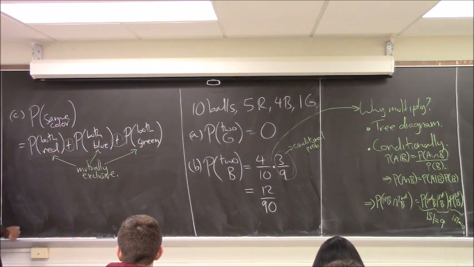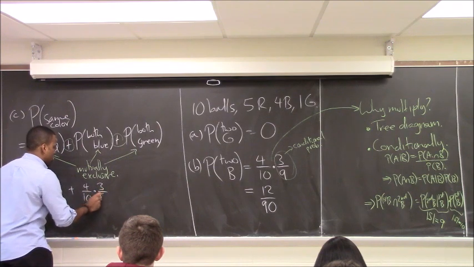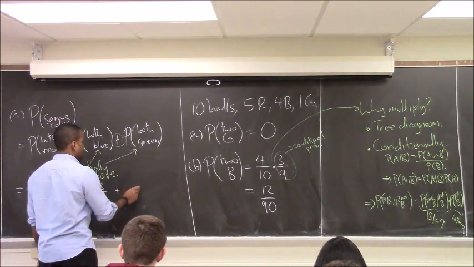So these describe 3 different situations. Red means you pick 5 out of 10, and on the condition that you did that, there were 4 out of 9 left for red. Blue, that was 4 out of 10, and 3 out of 9, and for green that was 0.